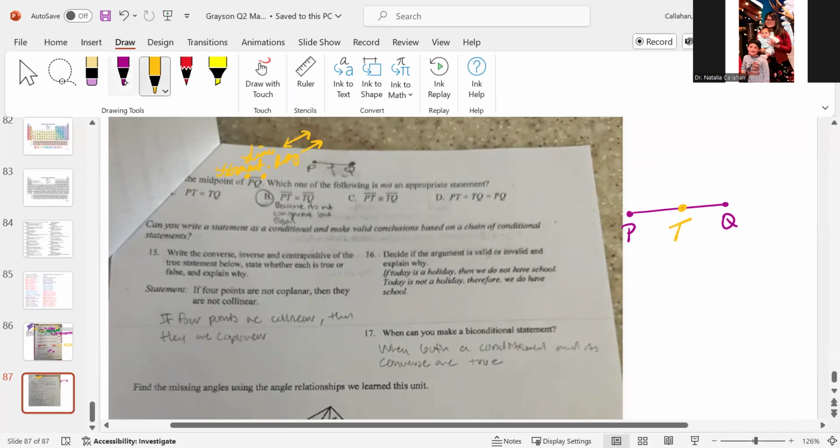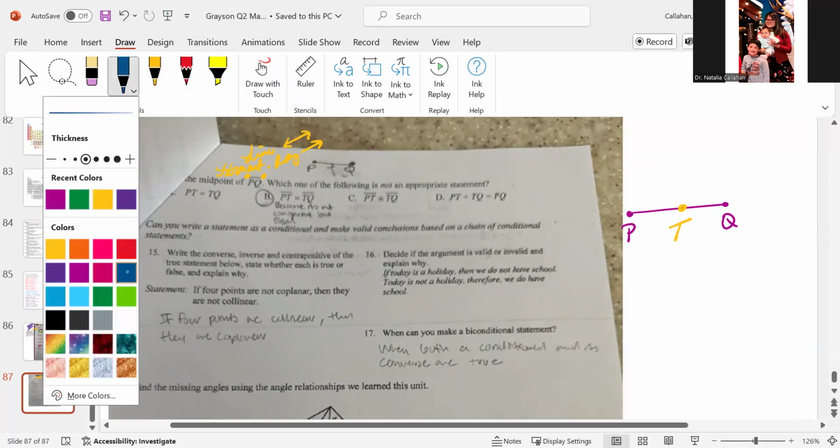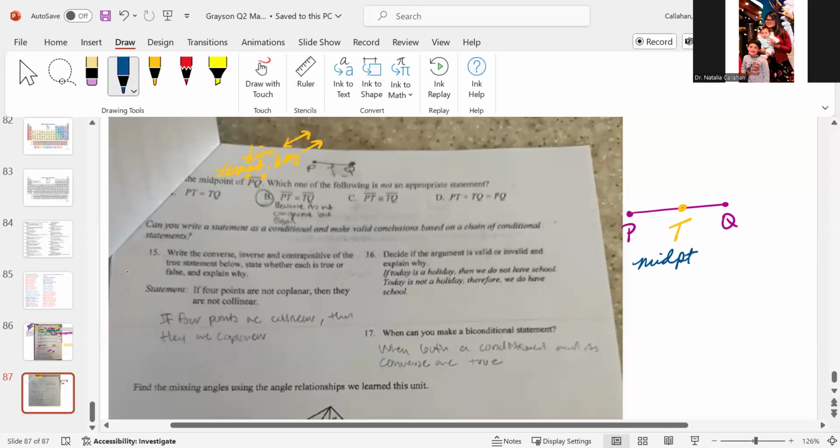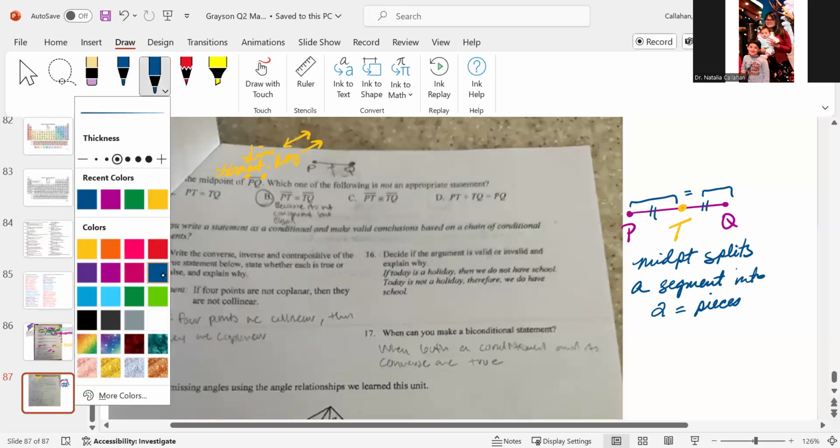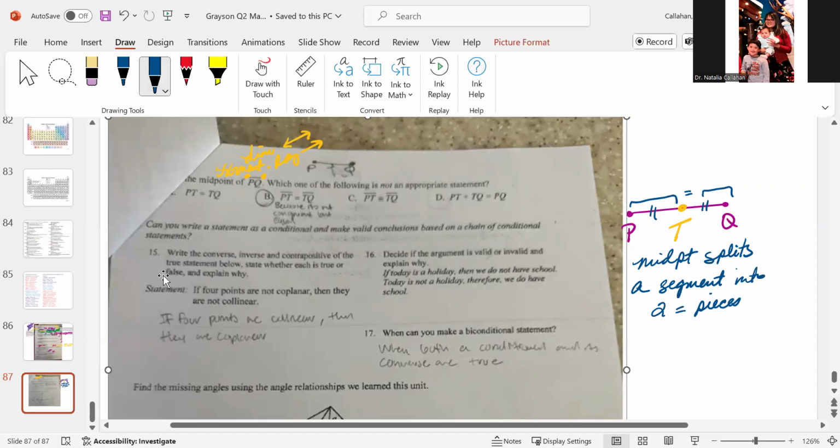So T is the midpoint. What's the definition of a midpoint? A midpoint splits a segment into what? It splits it into two equal segments. Like this part right here is equal to this part right here. That's what I'm talking about, right? So then which one has to be true? Well, let's take a look at this. PT equals TQ. That is true. Do you see that? PT is equal to TQ.